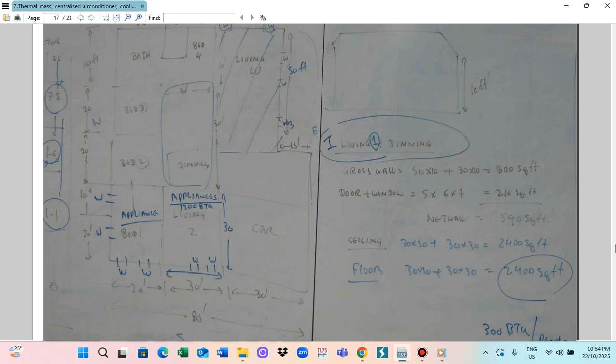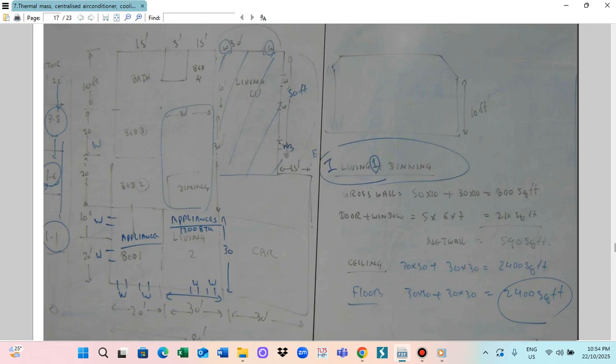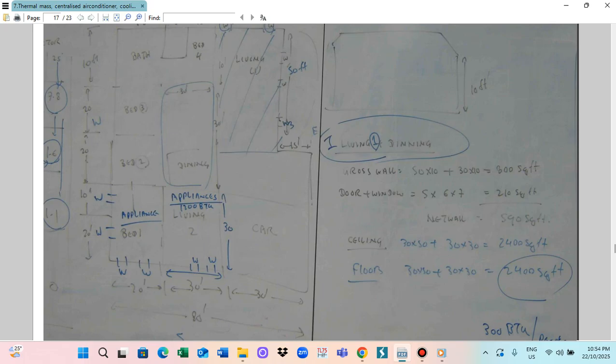This is how you see it from the top. Here this is 10 feet. This is the elevation, and on the elevation you can see that the height of the house is 10 feet. So this is for the height, 10 feet. We firstly calculate the living room plus dining room.